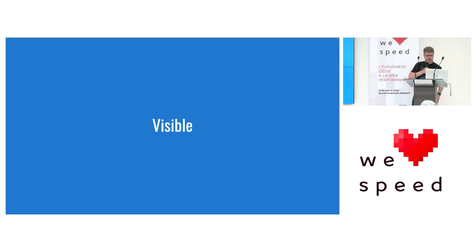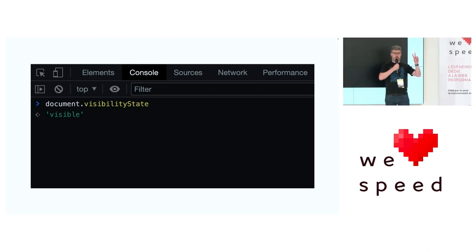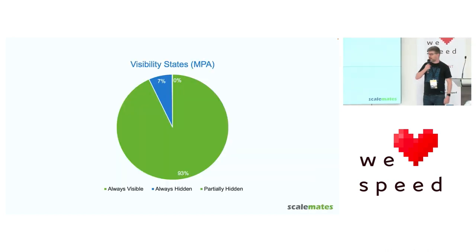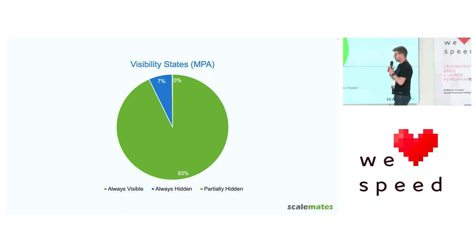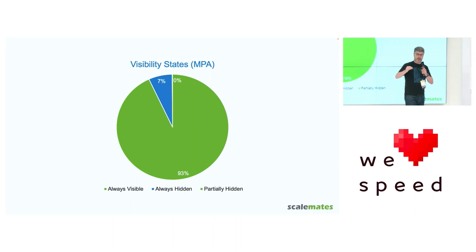Next is visible. If in a browser you type the statement document.visibilityState, you have two options. It either is visible or it's hidden. And many RUM tools like mPulse, and also the open source Boomerang, we track three variants. Always visible, what does it mean?